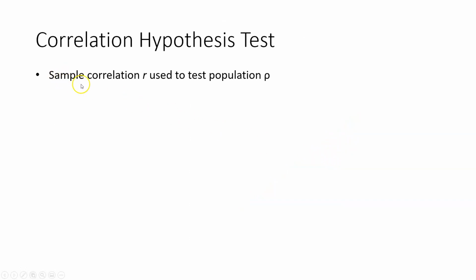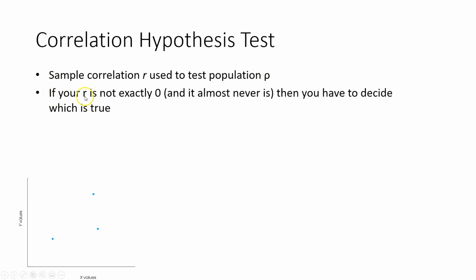Because of that principle, we have to take a correlation R, computed from the sample, and test something about the population rho, and make a guess to say whether the sample is suggesting there's truly a correlation in the population or not.